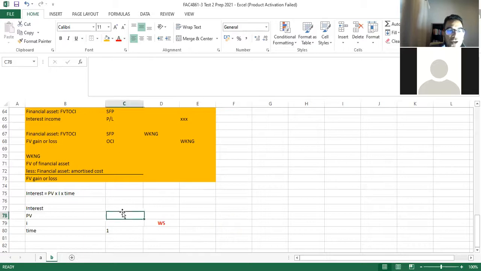The present value is the present value at the beginning of the financial year. It is your amortized cost amount. But remember, we acquired this investment on 1 January 2017, which is the beginning of the current financial year. That is initial measurement. Initial measurement is your fair value, which is 3 million. So just take note of that.